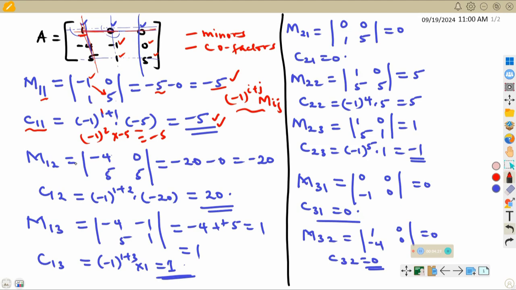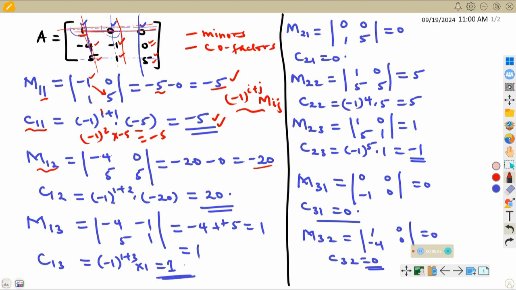The same applies for all the entries. To get the minor M12, you eliminate the first row and second column. When we do that, we remain with negative 4, 0, 5, 5. Get its determinant, and it will of course give you negative 20. After that, get the cofactor, which is negative 1 to the power of 1 plus 2 times negative 20.